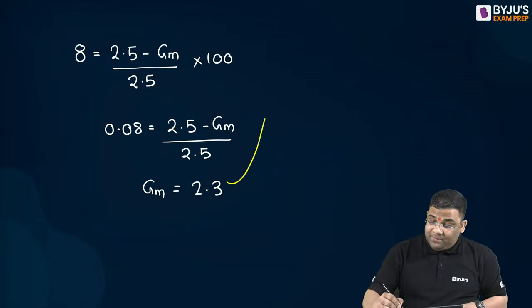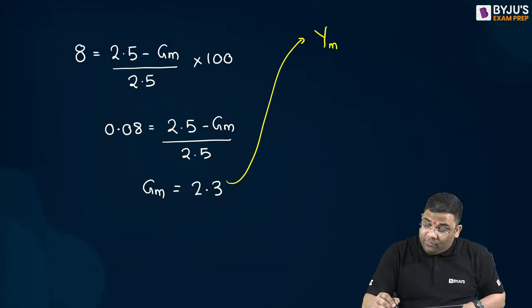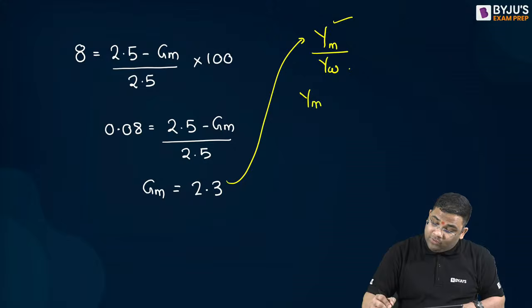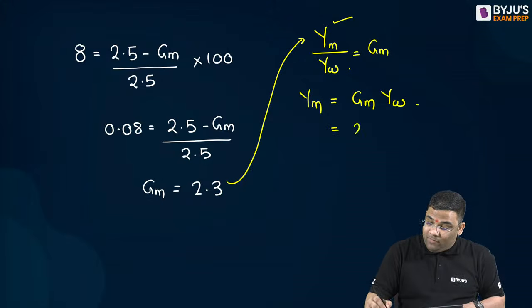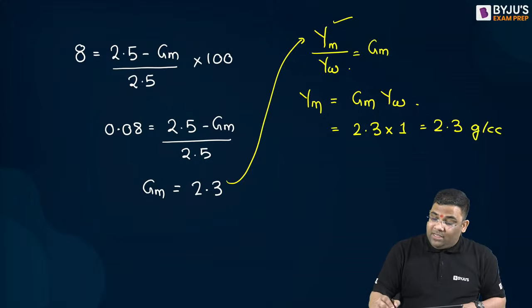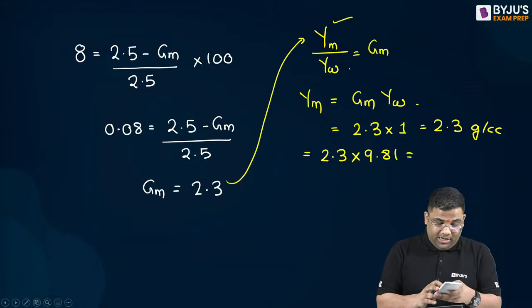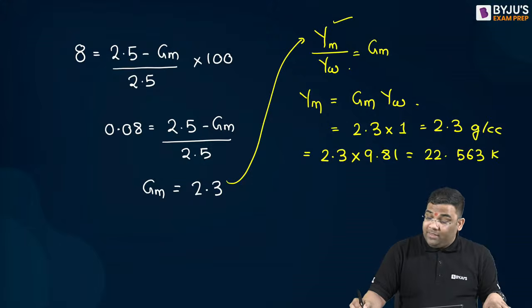Which means the specific gravity of the mix I am getting is 2.3. So this is the unit weight of mix by unit weight of water. If I am interested in finding the unit weight of mix, you will multiply by the unit weight of water. If the question is asked in gram per cc, I'll multiply by 1 gram per cc and get 2.3 gram per cc. If the unit weight is asked in kilonewton per meter cube, I'll multiply by gamma W, which is 9.81. 2.3 into 9.81, I'll get a value of 22.563 kilonewton per meter cube, right?